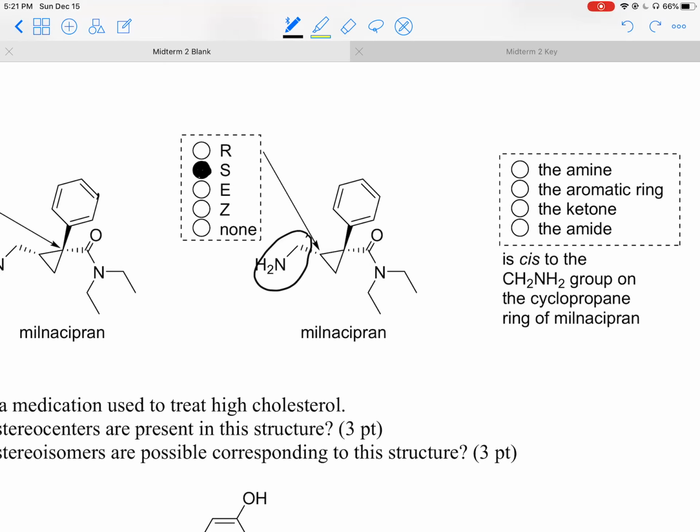And so there are 2 implied hydrogens here. There's the hydrogen in the front and the hydrogen in the back. So the things that are cis to this group is everything that's in the back. So the things that are cis to it are this hydrogen that's in the back and this amide group right here. So that's what we're going to say: it is the amide that is cis, because it's on the same side of the cyclopropane as the CH2NH2 group. They're both on the opposite side. They're both dashed.